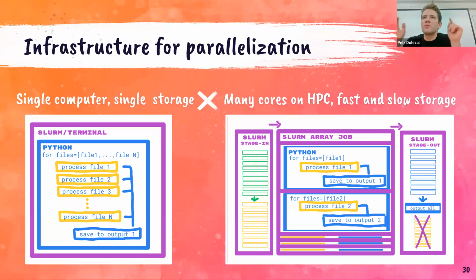You copy all of the things into, for example, the fast access memory, so that you can read it efficiently in parallel. And then the stage out in this case would be aggregating all the outputs that you get and cleaning all those fast storage things. So this is, for example, one parameter you have to set.